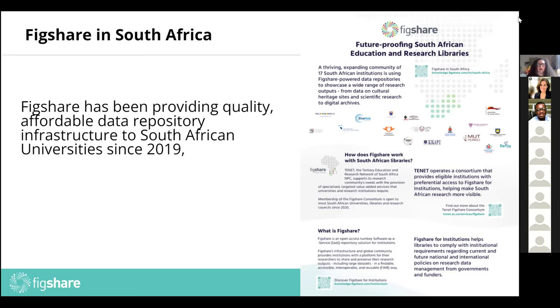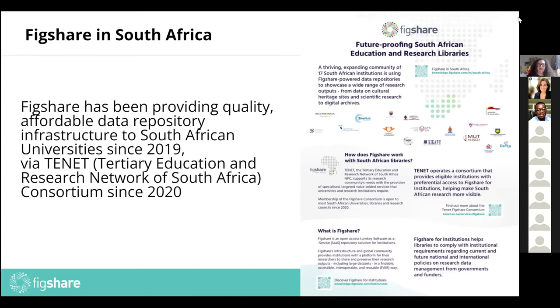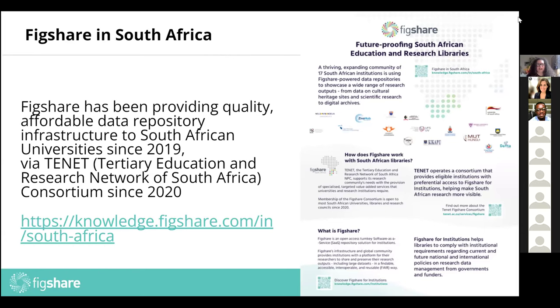We have been providing quality, affordable data repository infrastructure to South African universities since 2019 via TENET. TENET is an NREN, part of the UbuntuNet Alliance that Harold works with, a founding partner of the UbuntuNet Alliance. And we've been working in a consortium with TENET since 2020, providing this affordable data infrastructure to 17 institutions. Here's a page that you can go to where you will see, as in the screenshot shows, all the different institutions that contribute to the data repositories.